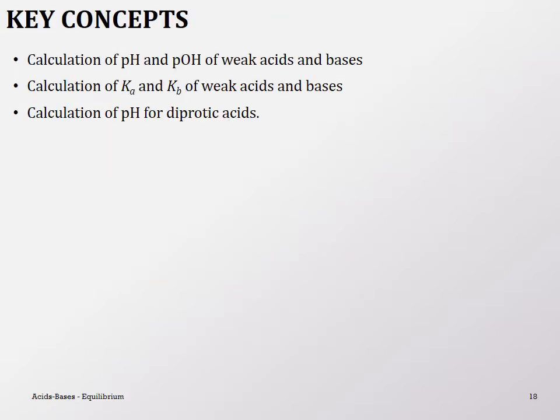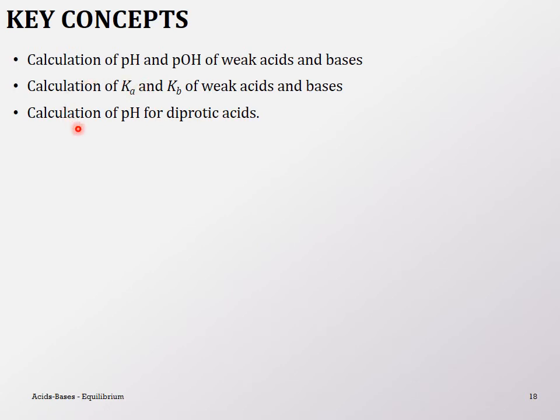So your key concepts from this little portion are to be able to calculate the pH and the pOH of weak acids and bases. Of course, you'll be given the Kas and the Kbs. You should also be able to calculate Ka and Kb of weak acids and bases, which means that you might be given the pH or the pOH. So look at what is given to you, and that's how you will start your calculation.